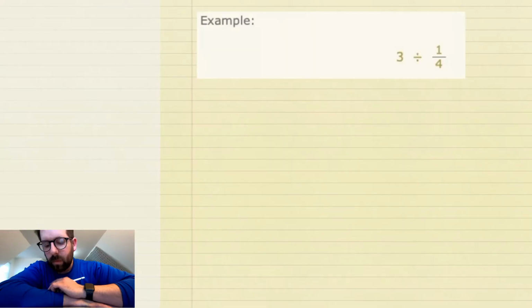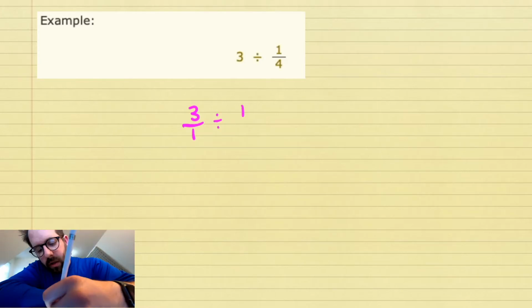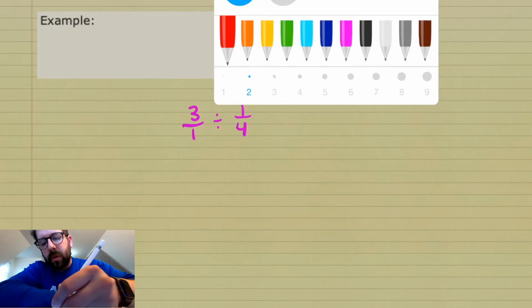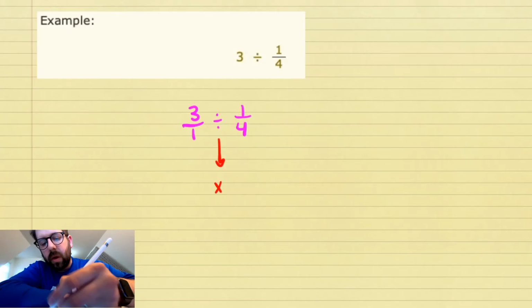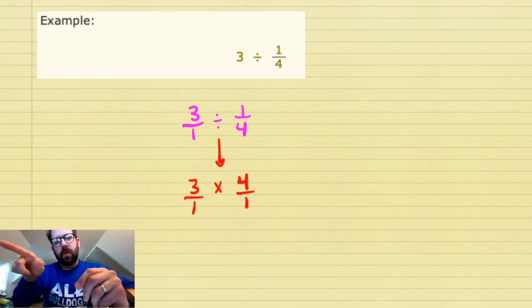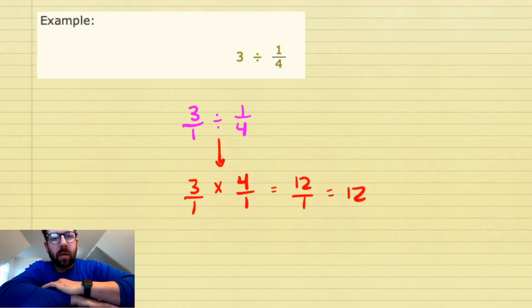But let's jump right into the next one. Another division problem. So I'm going to make this 3/1 divided by 1/4. Okay, so made them both fractions. Now what we do is we start by changing this to a multiplication sign, and the second fraction flips. It's always the second one. It's always the one after the division sign flips over. And then I go straight across. So I'm going to get 12/1, which is just the number 12, because any number over 1 is the number.